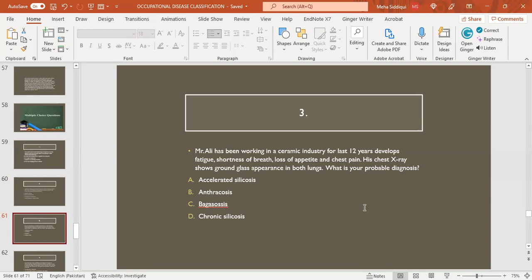D. Yes, right answer is D, that is chronic silicosis, because if there is more than 10 years of exposure, then the development of symptoms are of chronic silicosis.